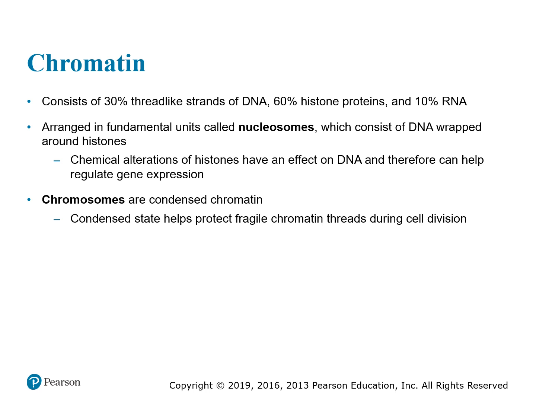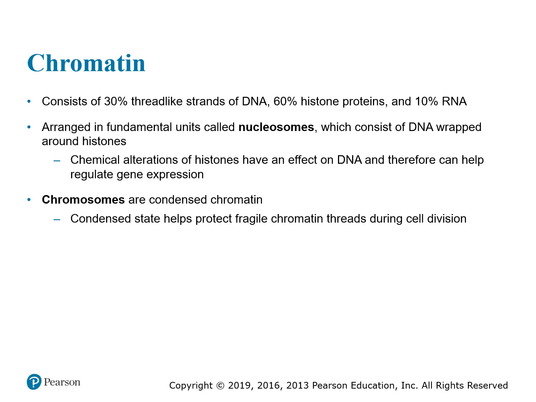Chromatin. So chromatin is the assembly of DNA and proteins. It is the packed form of DNA. It is 30% negatively charged DNA, 60% positively charged proteins, and then you'll have 10% RNA associated. And so it's arranged in functional units called nucleosomes, so DNA wrapped around histones.